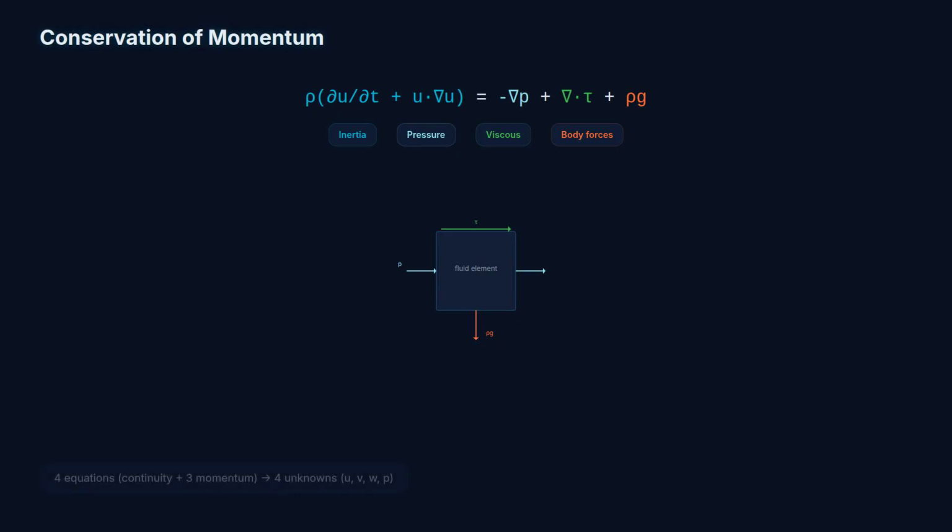Newton's second law applied to a fluid element. The left side is the material derivative of velocity, how fast a fluid parcel accelerates. The right side is the sum of forces. Pressure gradient: fluid flows from high to low pressure. Viscous stress: friction between layers, proportional to strain rate for Newtonian fluids. Body forces: gravity. Three equations for three velocity components. Combined with continuity, four equations for four unknowns, three velocities and pressure. This is the Navier-Stokes momentum equation, the heart of CFD.